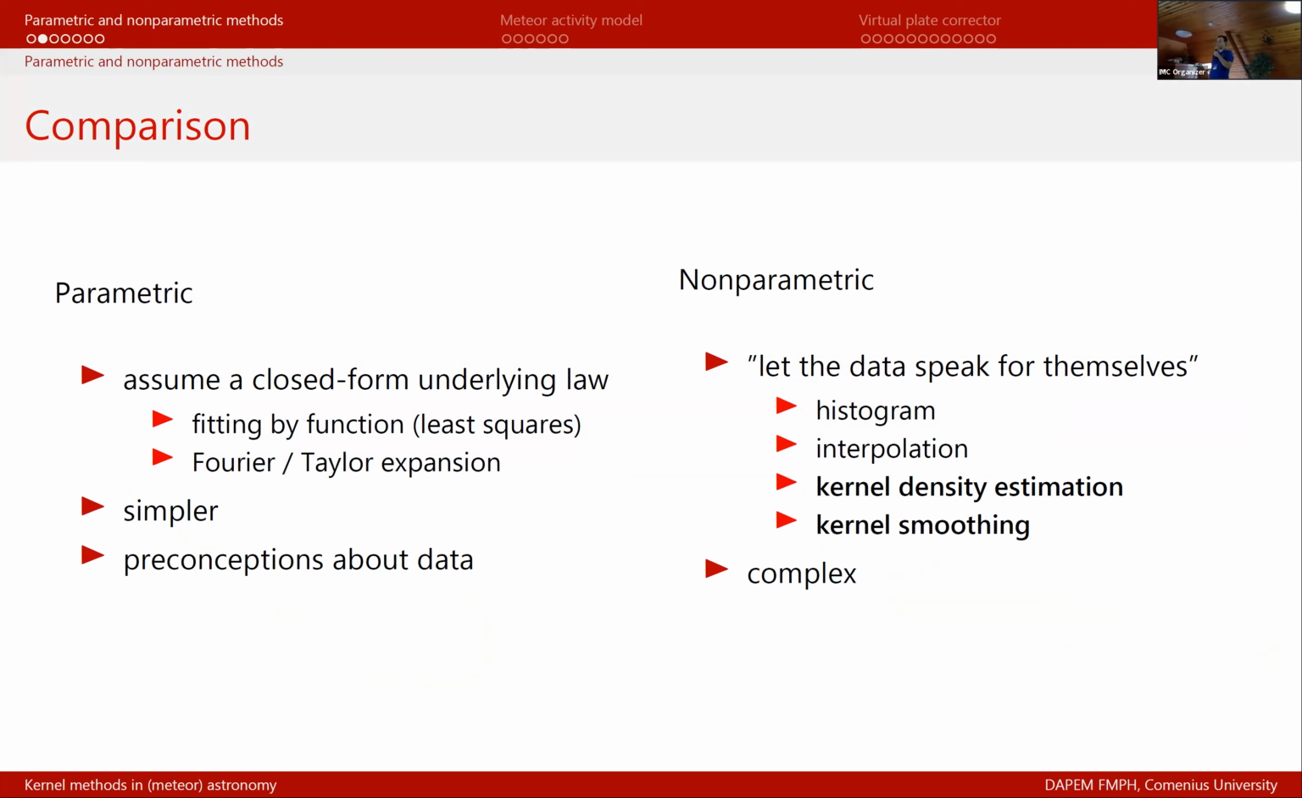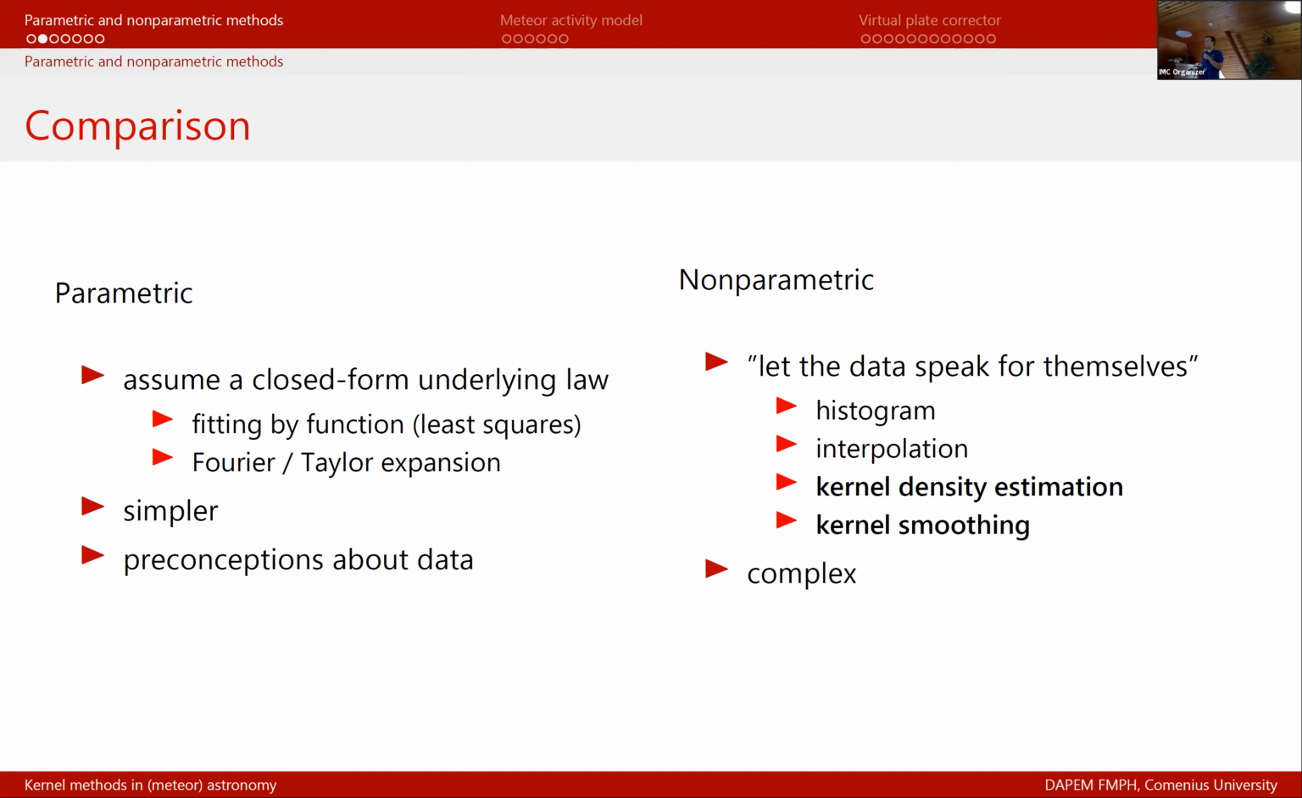So to compare parametric and non-parametric methods, I believe most of you have met all of them. Usually when we are trying to do something with our data, we try to fit our data set with a known function. So we assume there is a closed form underlying law to something, and we try to fit by some function using the least square method or something similar, or to try a Fourier or Taylor or some other kind of expansion to find a coefficient that will describe our data set best. This is arguably much simpler. However, we impart some preconceptions into our data. So sometimes this is not exactly good.